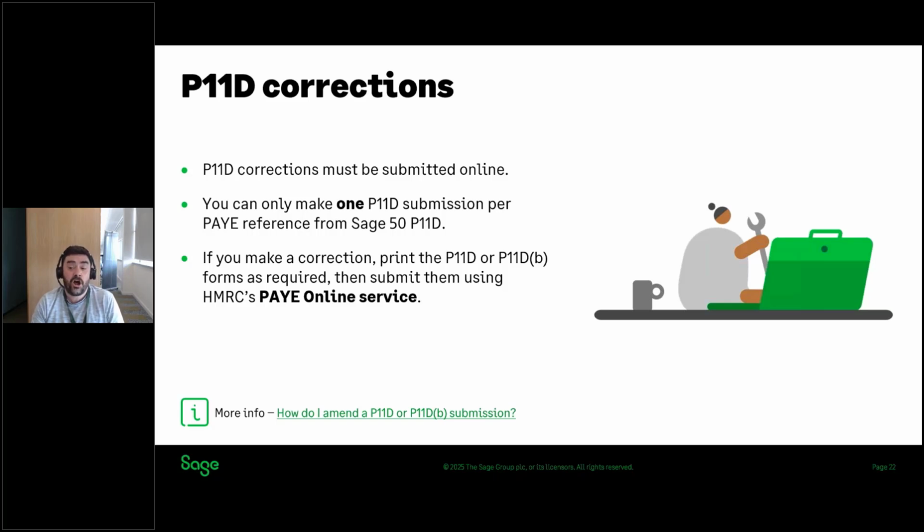If corrections are required, the approach you should take is to correct the records in P11D and then reprint the required reports. That would be the P11D for any affected employees and the P11DB, the employer declaration. And then you can head over to HMRC's PAYE online service to do an amendment to your submission. And we've got a bit more detail on the guidance there that we've included on the slide.